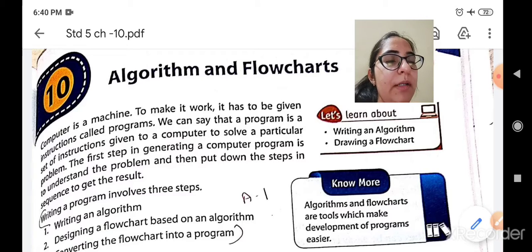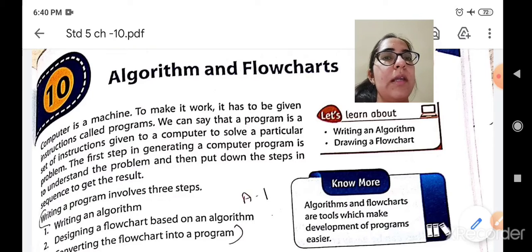For example, if we want a computer to do the addition of two given numbers, then we have to write various lines that are known as a set of instructions to make the computer understand that we want the addition of the two given numbers. So the first step in generating a computer program is to understand the problem and then put down the steps in sequence to get the result.